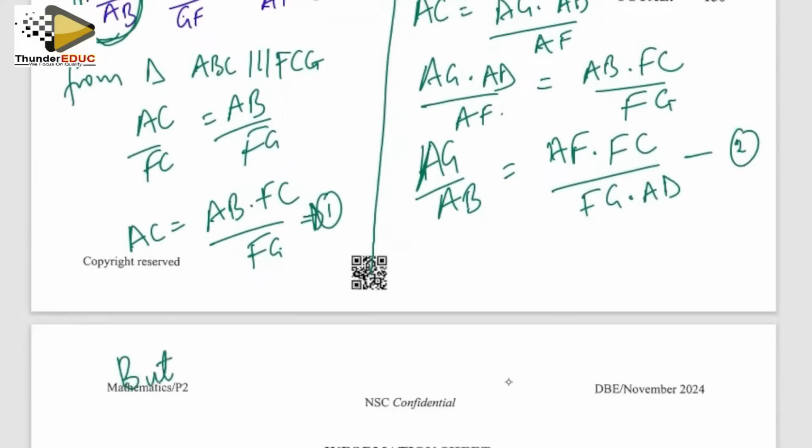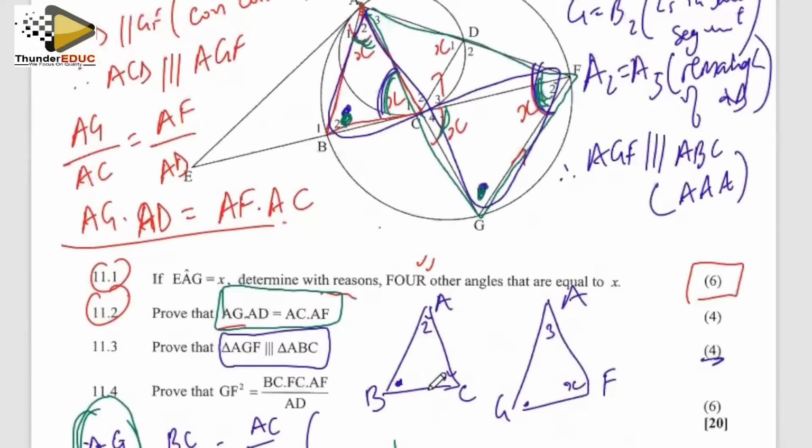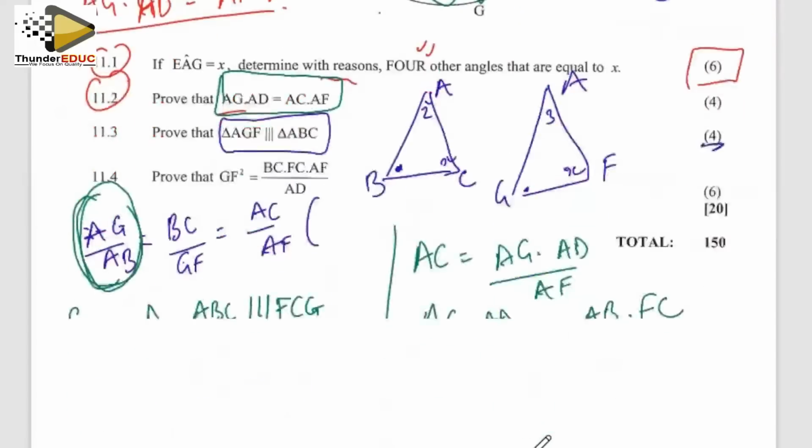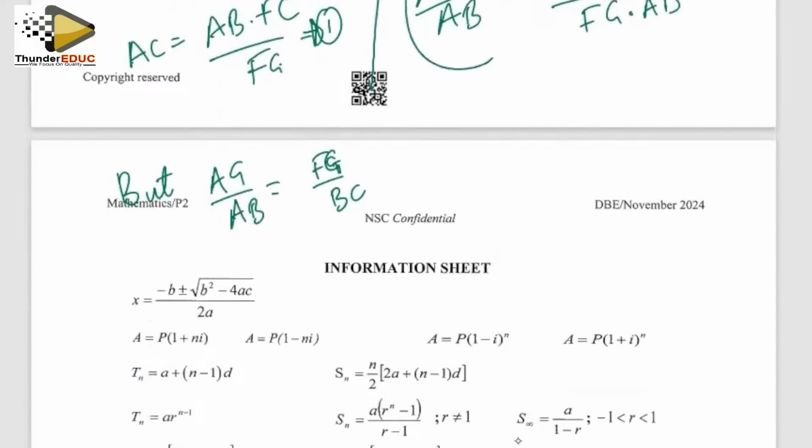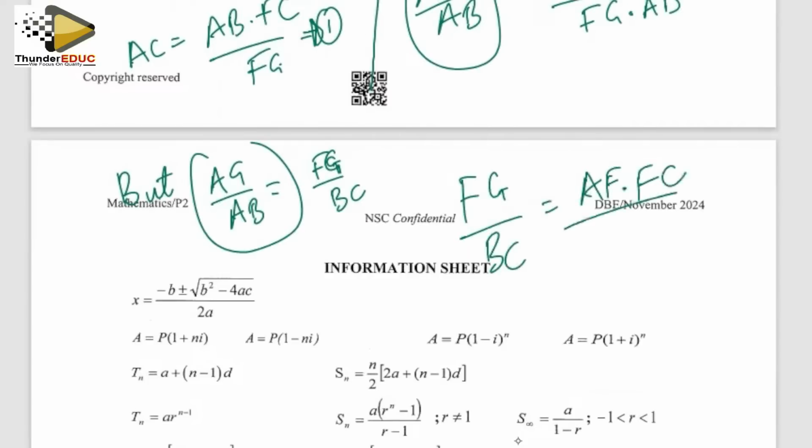And then lastly, we know that AG over AB is going to be the same as FG over BC. Saying AB, no, it's AG. This whole big side over AB should be the same as FG over BC. So I'm going to replace this with that, so that I have my FG over BC is equal to AF times FC over FG times AD.